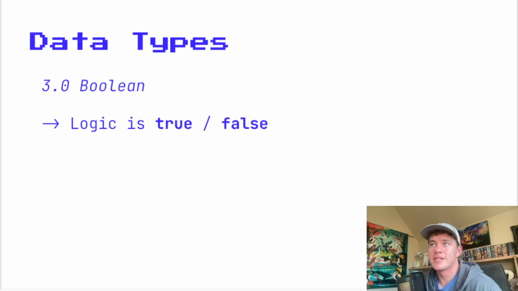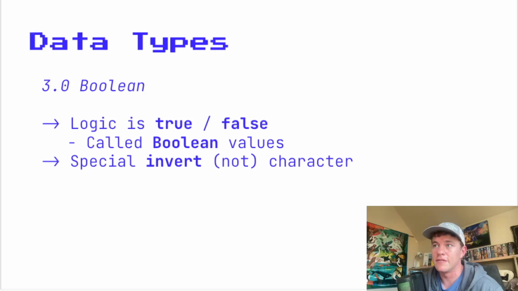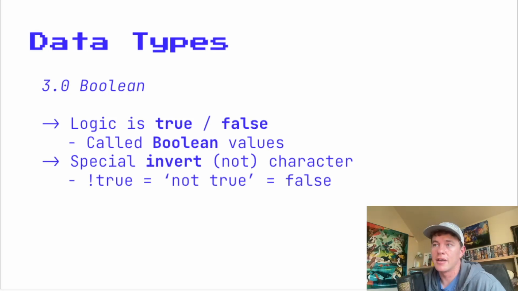Now, for example, we could say if the number of eggs is equal to 0, that statement is either going to be true or false. And in JavaScript, we can represent that state or that condition with the Boolean value. Now, as I said before, true or false, those are the values and they're called Boolean values. And the other cool thing about Boolean values is that we have a special inversion character. It's the exclamation mark. So if I have the true value, true Boolean value, and throw an exclamation in front of it, that's equivalent to not true. Note that I made that a string just so it's extra clear, and not true is equivalent to false.